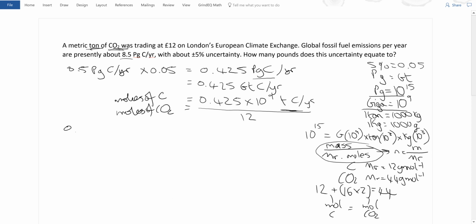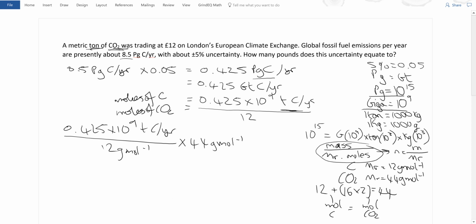So I need to do 0.425 times 10 to the power of 9 tons of carbon per year, divided by 12, and then times 44. And the units for 12 are grams per mole, and the units for 44 are grams per mole, and so the 2 cancel each other out. And this gives me 1.56 times 10 to the power of 9 tons of carbon dioxide per year.